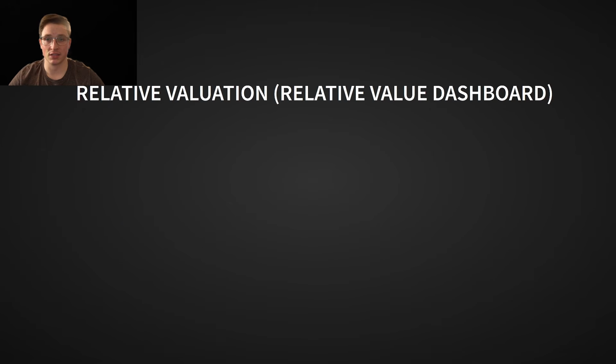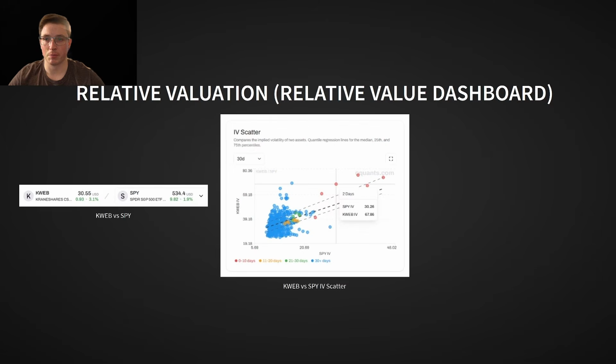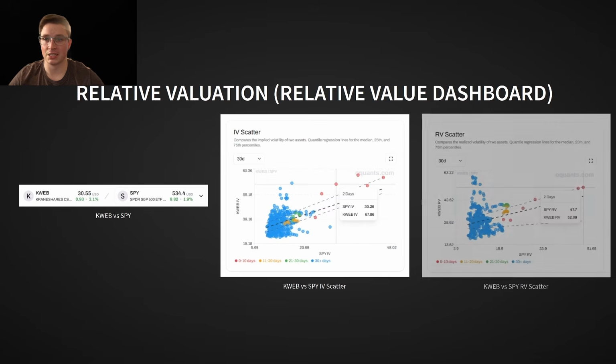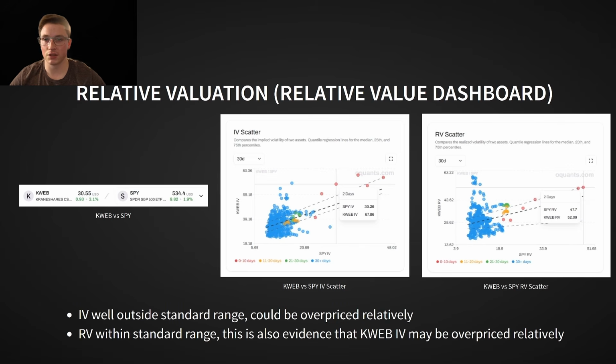We then shift to relative valuation, which compares QUEB's volatility to other assets. The first point of comparison is with the broad market, so we'll compare it to SPY. QUEB's implied volatility is above the 75th percentile of its historical IV to SPY ratio. While realized volatility is also elevated, it's still within the 75th percentile, indicating that the market is likely overestimating future volatility expectations for QUEB relative to SPY.